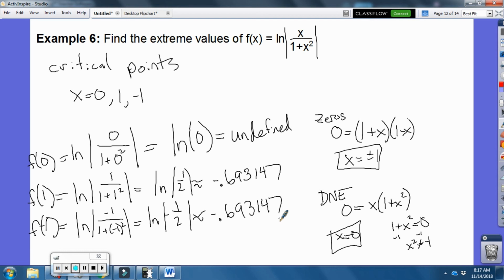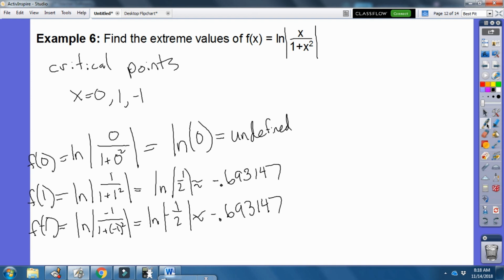Now, it did say find all the extreme values. I know that these are the extreme values, but I don't know if these 2 points are maxes or mins in this problem. So I am going to have to find one more point. Any other point would work. If it's a lower point, then it means that these 2 are maximums. And if it's a higher point, then it means that these 2 are minimums. So let's just check that real quick.